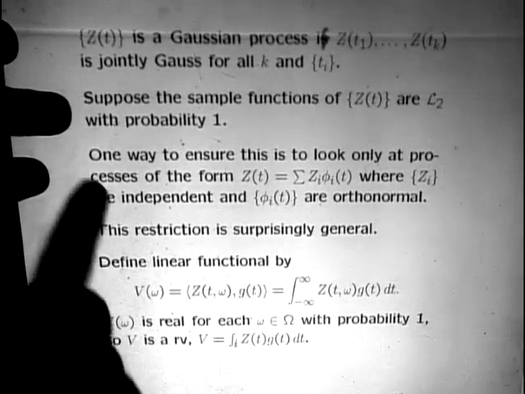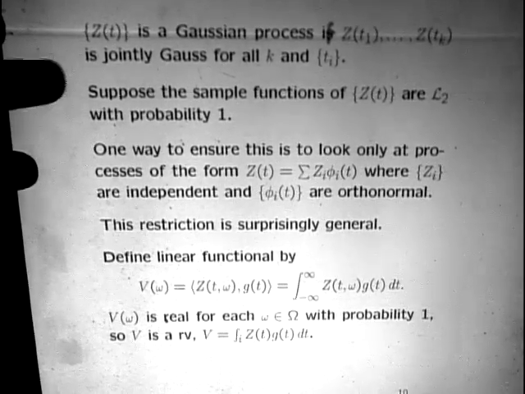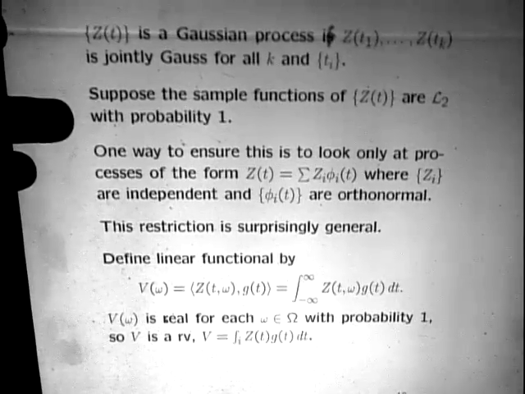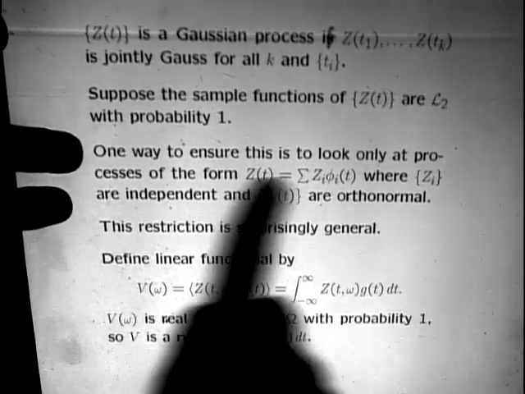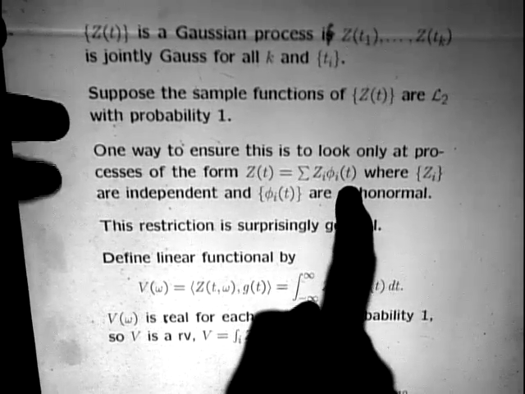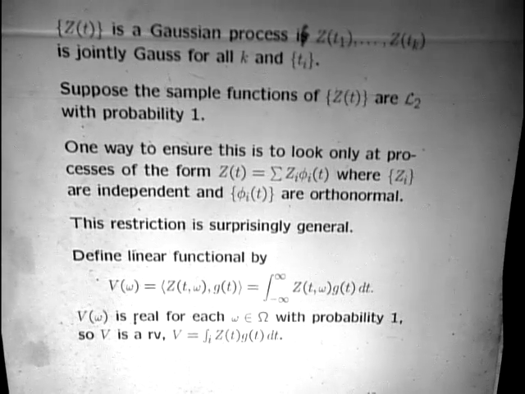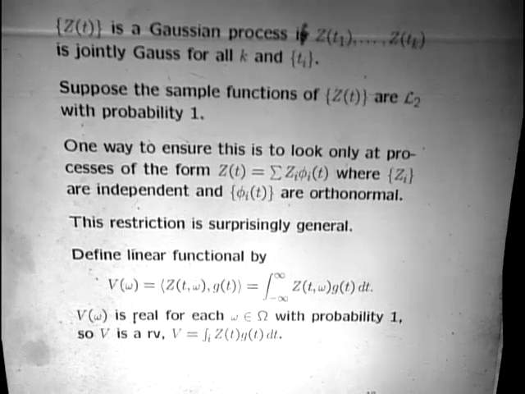Okay, suppose the sample functions of Z(t) are L2 with probability 1. I want to say a little bit about this because otherwise you can't sort out any of these things about how L2 theory connects with random processes. So I'm going to start out by just assuming that all these sample functions are L2 functions with probability 1. And one way to ensure this is to look only at processes of the form Z(t) equals the sum of Z_i times phi_i(t). Okay, remember at the beginning we started looking at this process, the sum of a set of normalized Gaussian random variables times displaced sinc functions. You can also do the same thing with Fourier coefficients or anything. You got a fairly general set of processes that way.